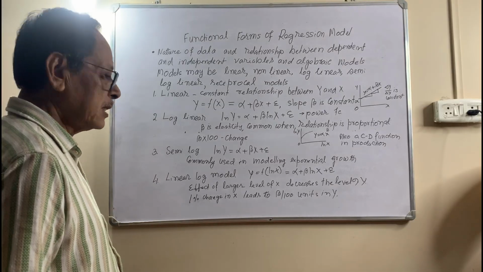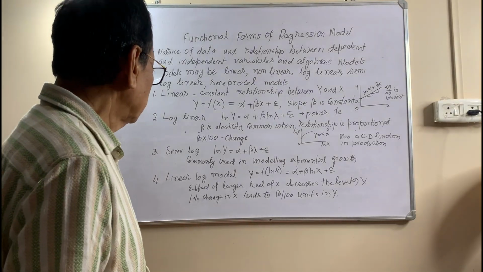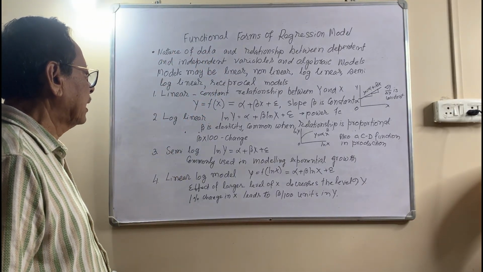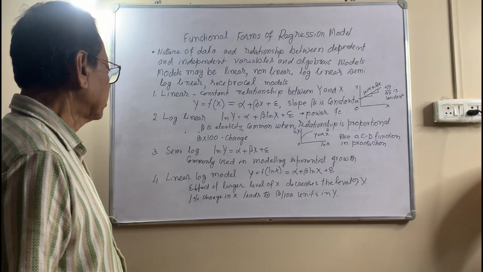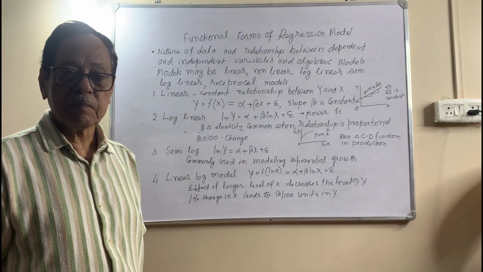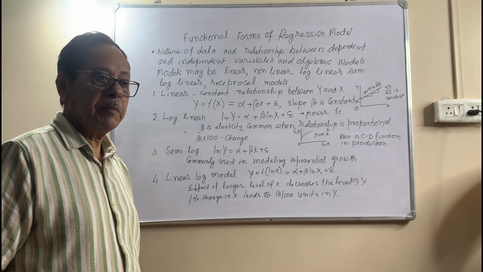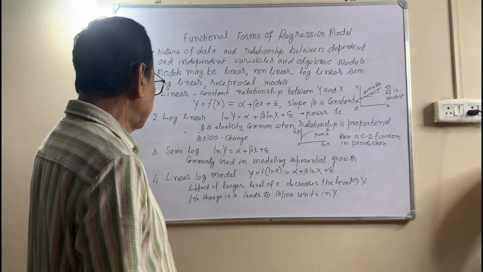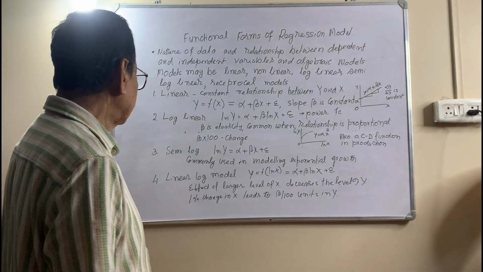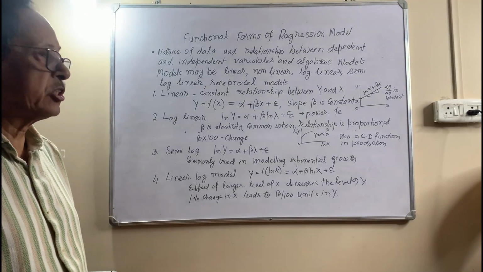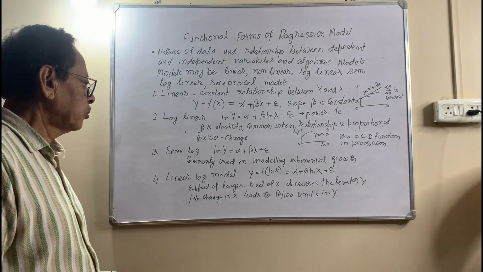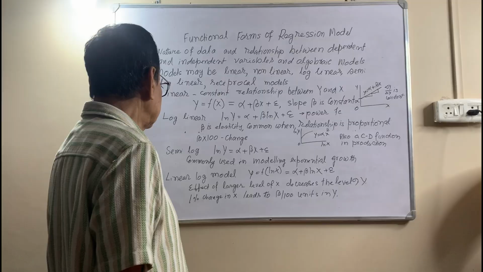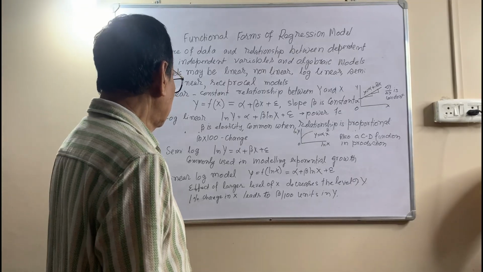Then number 3 is semi-log. So semi-log is log y is equal to alpha plus beta x plus error. So in this case, the dependent variable is expressed in log, not the independent variable. So it is commonly used in modeling exponential growth. So when we want to examine the exponential growth, then we generally use the semi-log functions.